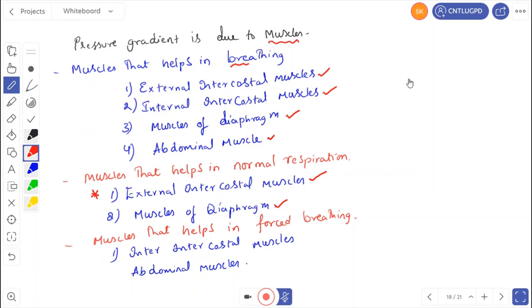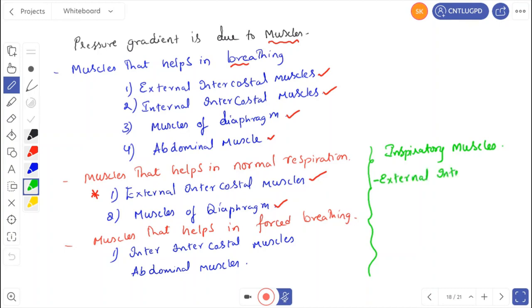I'll mention one more: inspiratory muscles. What are inspiratory muscles? They'll be asking you this question also. Which of the following are the inspiratory muscles? Inspiratory muscles are the external intercostal muscles, and the second one is the muscles of the diaphragm. These are called inspiratory muscles, right? Let us go for the next mechanism now.